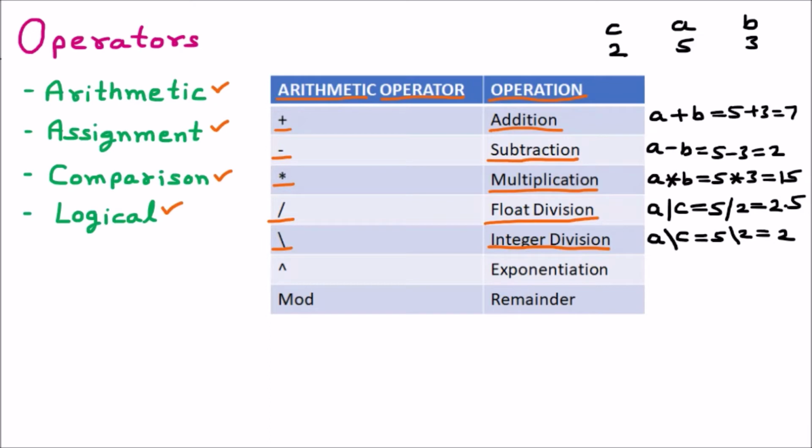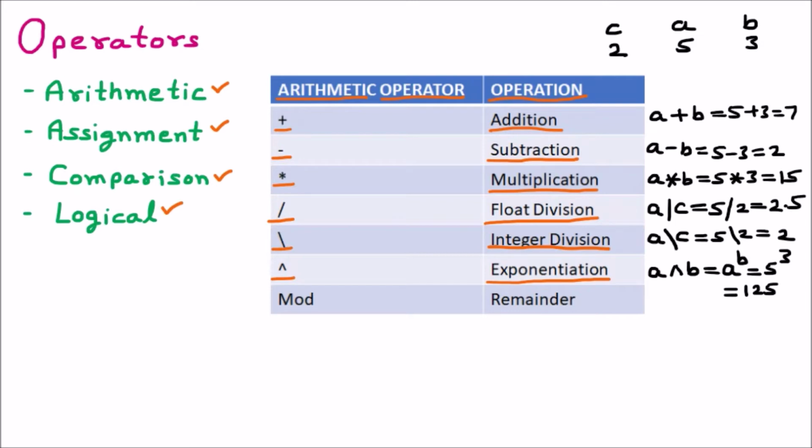The next operator we are having is exponentiation. That is the exponent operator, which we said is the power operator. Let's say I am writing here A, then this power or exponent symbol, B. That is equal to A raised to the power B. We know that the value of A is 5 and the value of B is 3. So that is 5 to the power 3, which is equal to 125. So whenever you want to calculate the power, this is the power symbol or the exponent symbol.